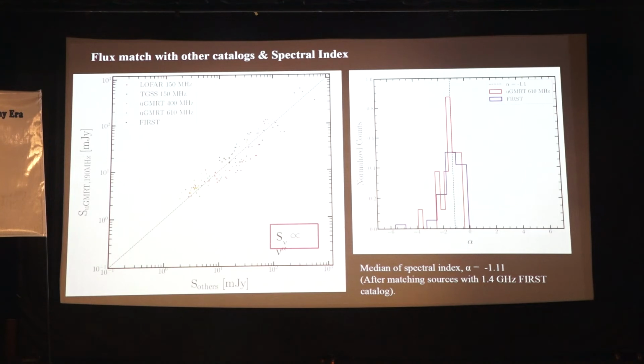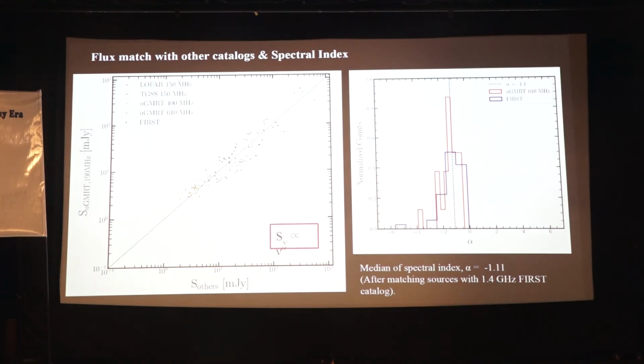Then we also did flux matching with other available catalogs. We do flux matching mostly because different catalogs use different flux scales, and there could be uncertainties in modeling the primary beam and systematic errors too. For that we matched our catalog's flux density with different catalogs: LOFAR 150 megahertz, Sabater et al. 2021, Chakraborty et al. 2019 at 400 megahertz, GMRT 610 megahertz, which is Ishwara Chandra et al. 2020, and of course the VLA FIRST survey.